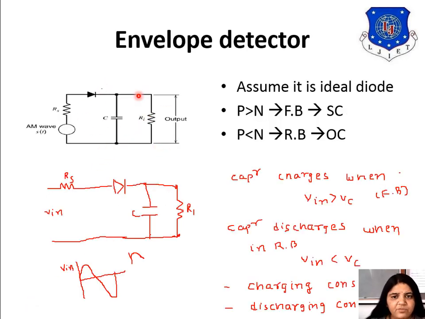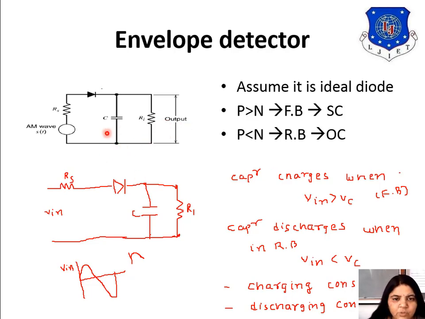This is the diagram of the envelope detector. Very simple things are there. It is your AM wave. To protect this diode, a resistance is attached in series with it, named Rs. Now there is a capacitor, and there is an output resistance connected in this, so this RL resistance is connected over here.